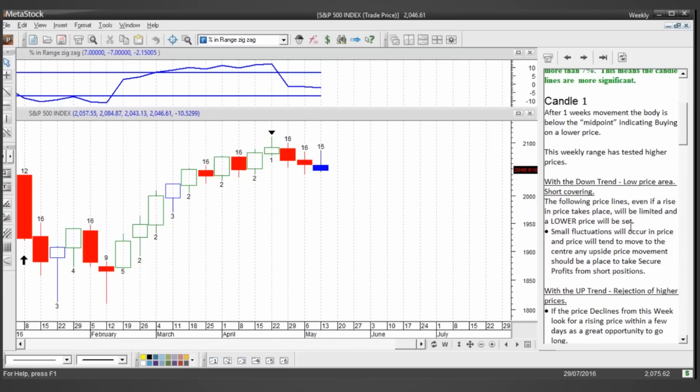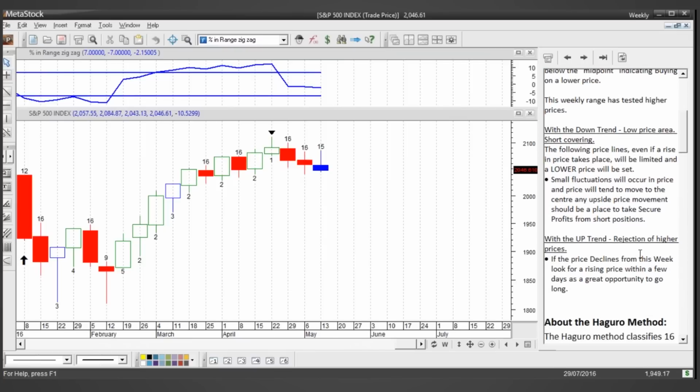Now, at the top of this presentation, I said we don't know what's going to come. That statement still stands true, but there is a proven observation around the particular candle shapes and their particular outcome. And we'll go into that now. So with an uptrend, it's a rejection of higher prices. It says that if the price declines from this week, look for a rising price within a few days as a great opportunity to go long. Well, we saw a little bit of a rise in the following week, and really nothing spectacular happened. It didn't take out the high.